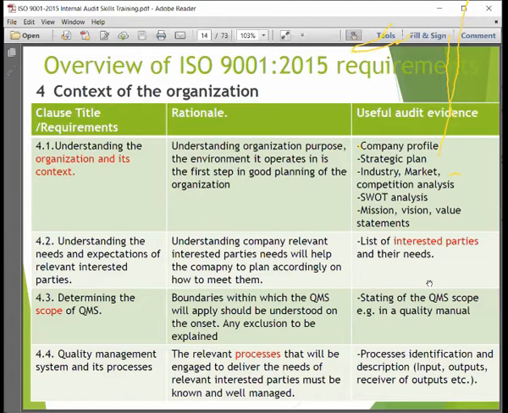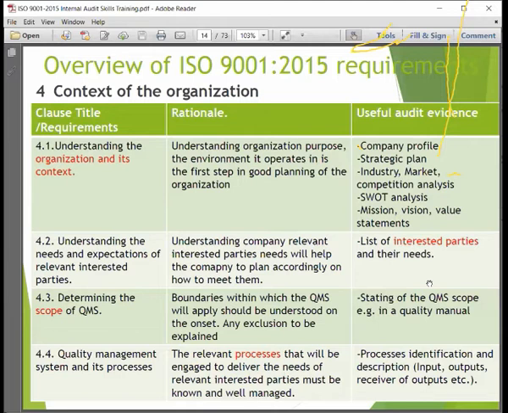Service providers. Yes, those who provide services to you, they're interested parties. They have their needs, they have their expectations. The general public, true, and the community at large. They are also interested parties. You need to do your business within certain social ethics and all that. Okay, those are the main ones.